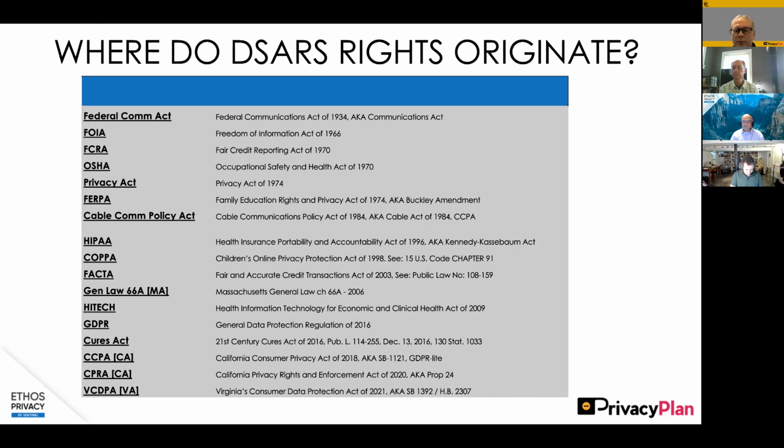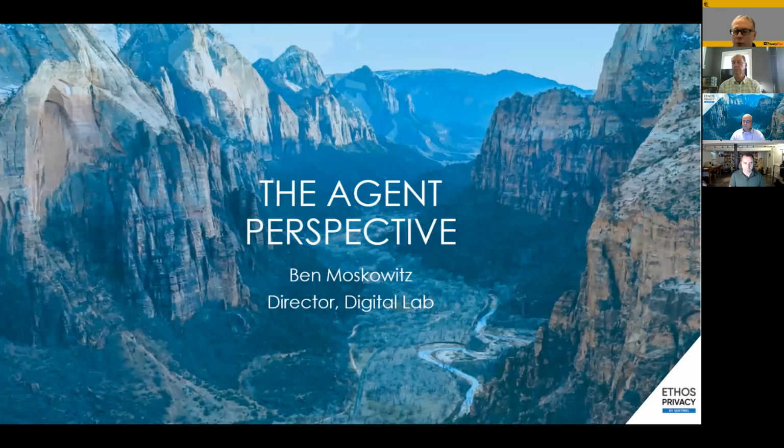First up, we have Ben Moskowitz of Consumer Reports. We all know Consumer Reports, and Ben is the founding director of the Consumer Reports Digital Lab, where he leads digital consumer protection and innovation strategies. Welcome, Ben.